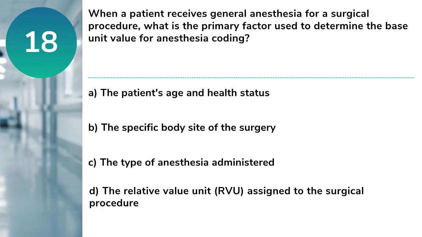Question 18. When a patient receives general anesthesia for a surgical procedure, what is the primary factor used to determine the base unit value for anesthesia coding? A. The patient's age and health status. B. The specific body site of the surgery. C. The type of anesthesia administered. D. The relative value unit, RVU, assigned to the surgical procedure.